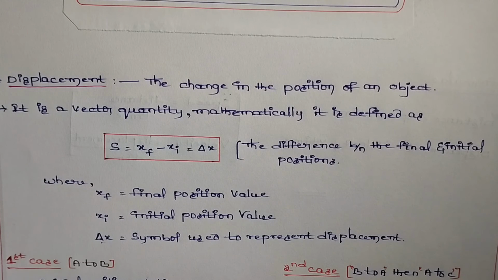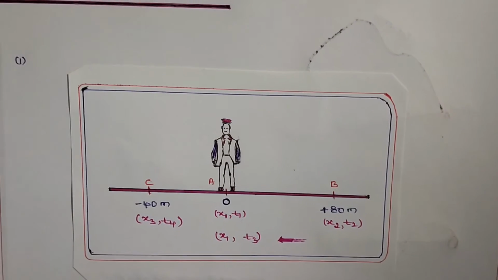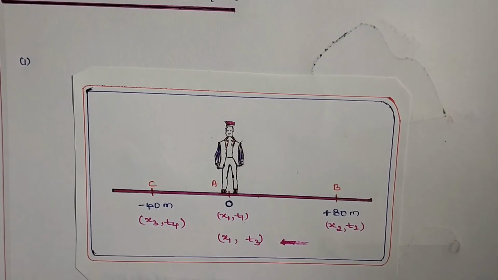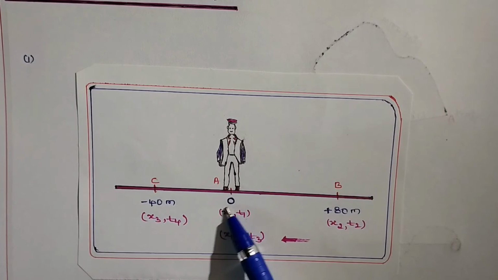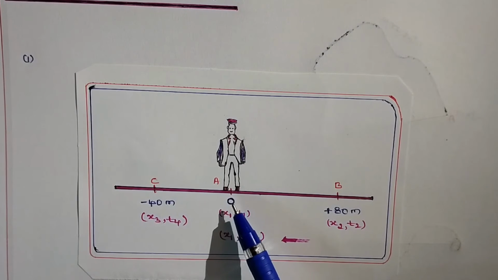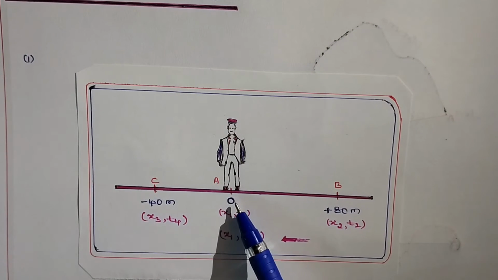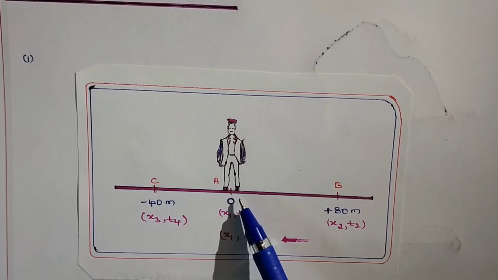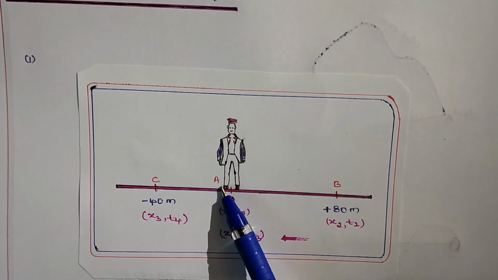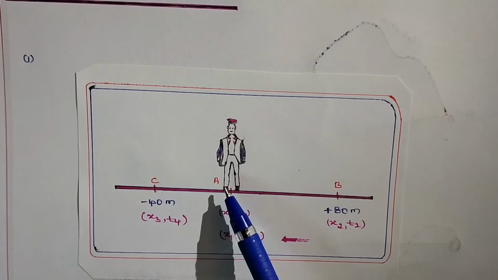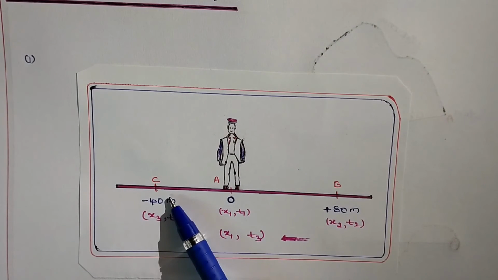Let us take an example. In this pictorial representation, I will discuss that example. Here a boy is standing. He is standing at the origin. This boy started his journey from A, and finally he reaches the point C.